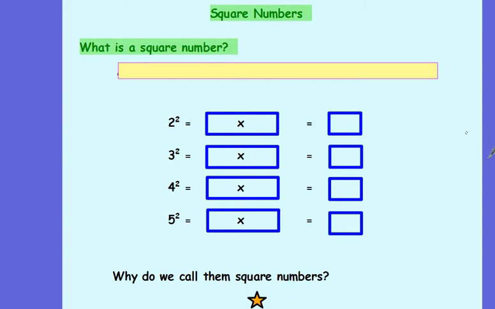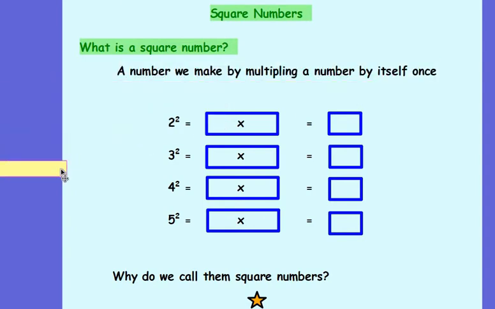Square numbers. What is a square number, Rowan? Brilliant. A square number is a number that we make by multiplying another number by itself once. For example, if I had 2 squared, that would be 2 times 2, which would give me my square number, which is 4. 3 squared would give me a square number, as that's 3 times 3. And my square number is 9.